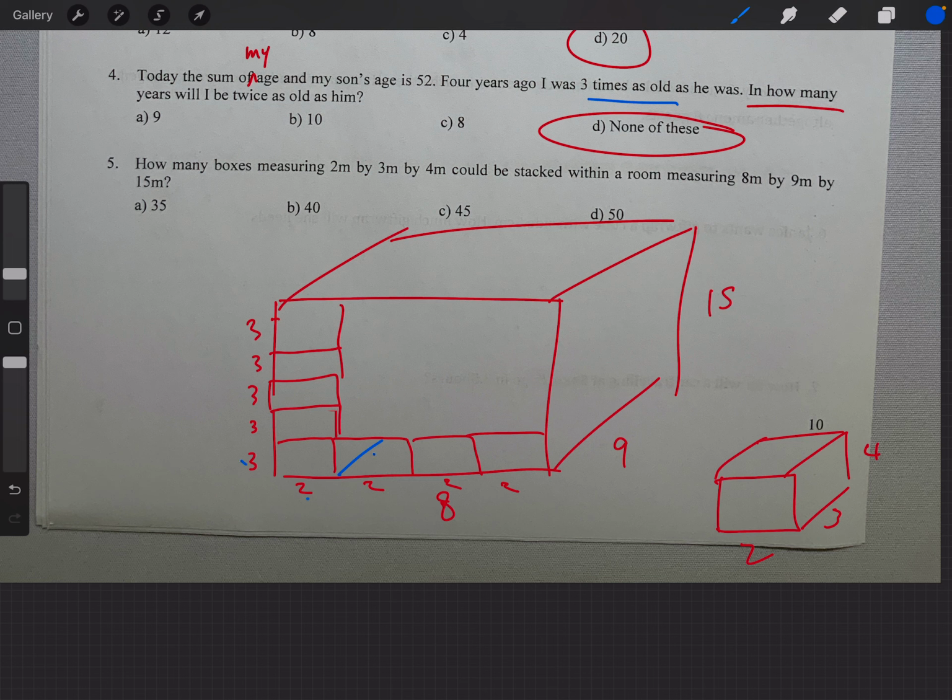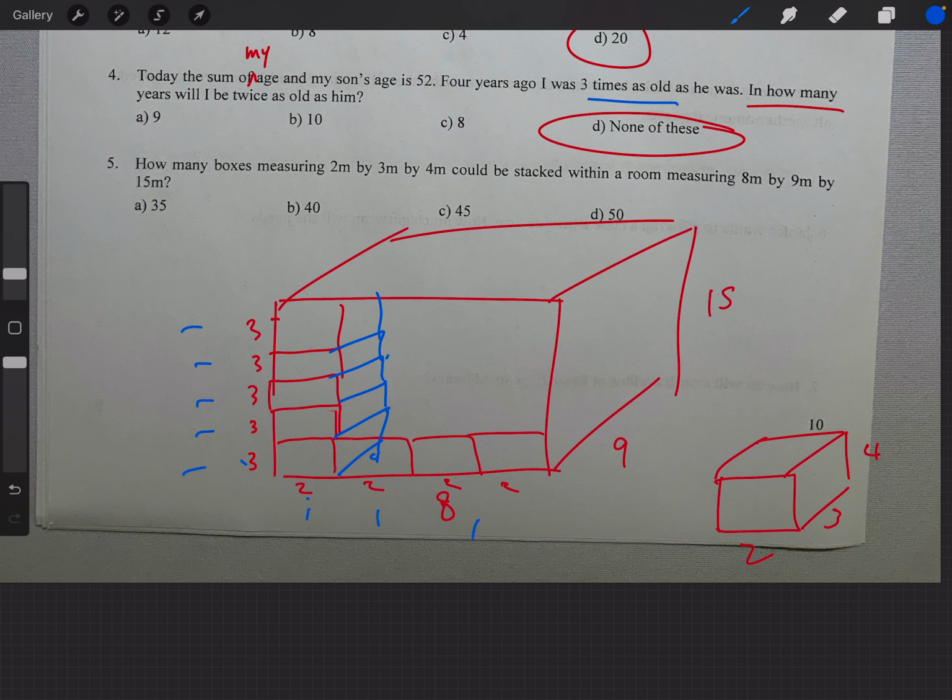2, 3, and 4. How many 4s can go into 9? Well, only 2. So 2 layers of this. So you got how many? You got 1, 2, 3, 4, 5. 1, 2, 3, 4. 5 times 4 is 20. So you have 20 of these. And there's 2 layers. 20 times 2 is 40. So you can have 40 of them.